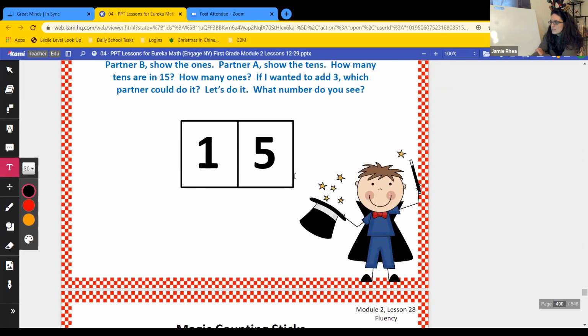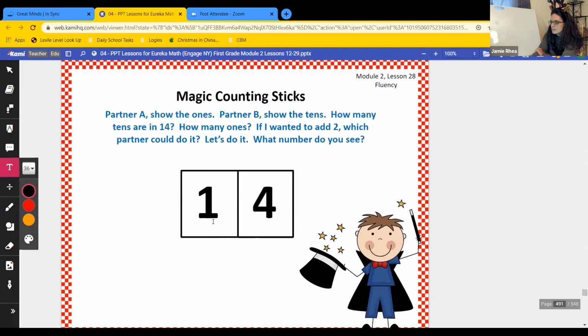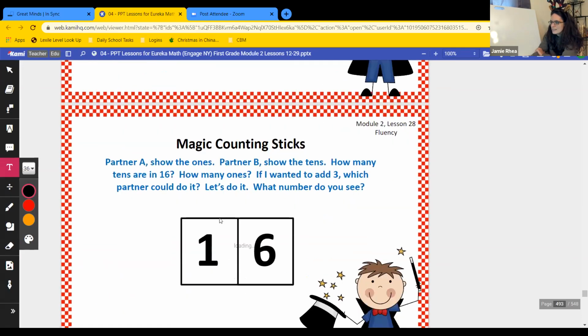Look at 15, say the say 10 way. 10, 5. I have 1 10, 5 ones. I have 1 10, 5 ones makes 15. About 14. The say 10 way, 1 10, 4. I have 1 10, 4 ones. 1 10, 4 ones make 14. All right, let's keep going.